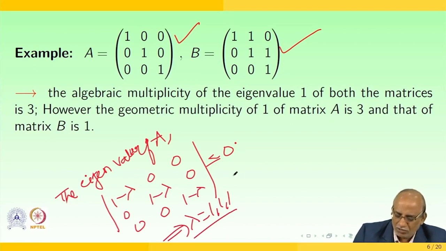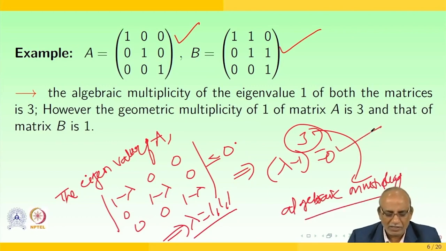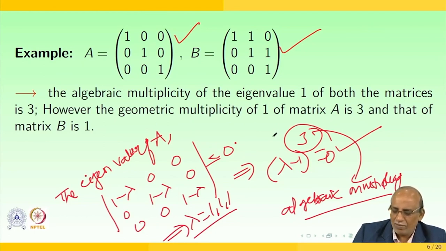So, obviously, the characteristic equation is (lambda minus 1) whole power 3 is equal to 0. This is what is called the algebraic multiplicity. So, the algebraic multiplicity is 3. However, the geometric multiplicity of the matrix A is 3, and that of matrix B, let us see.